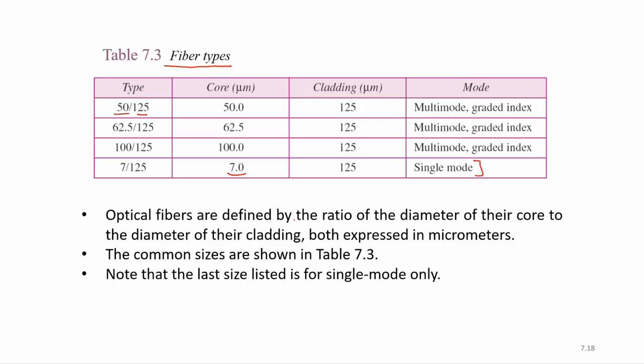Optical fibers are defined by the ratio of the diameter of the core to the diameter of the cladding, both expressed in micrometers. So its category or type is defined by the ratio of core and cladding diameters. Note that the last size listed is for single mode. If it is 7 by 125, it will support only single mode fiber transfer.